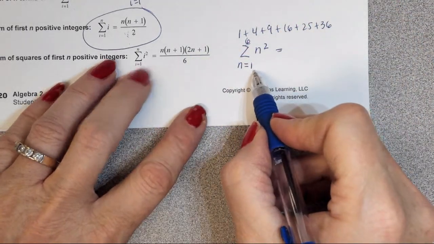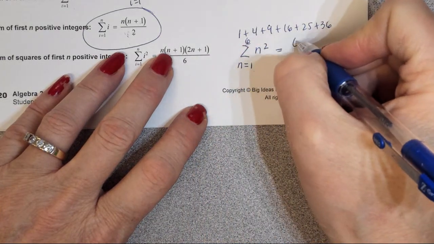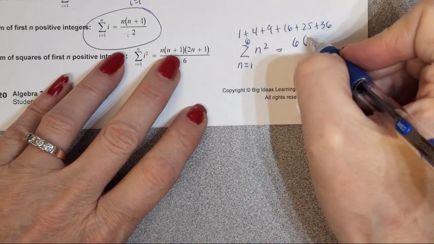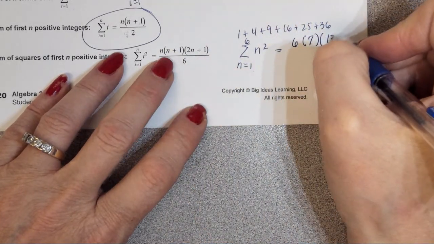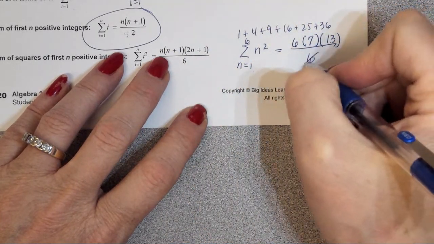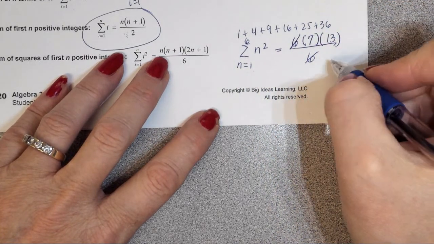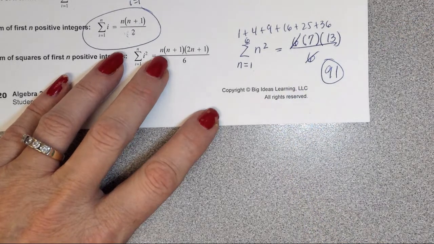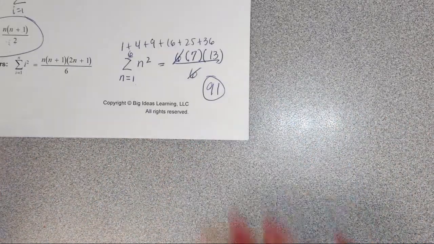So using this formula here, it's going to be n, which my n is 6, times n plus 1, which is 7, times 2n plus 1, which is 13, divided by 6. And so really I can just do 7 times 13, which is 70 and 21, which is 91. So we can do that pretty quickly. Okay? Now, here's an even better thing that you're going to love.